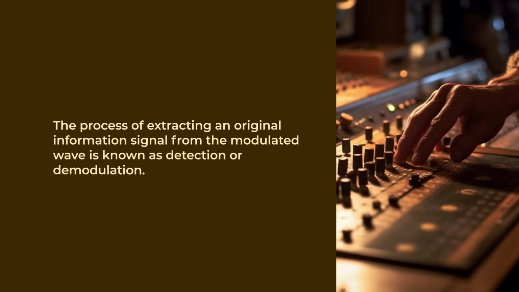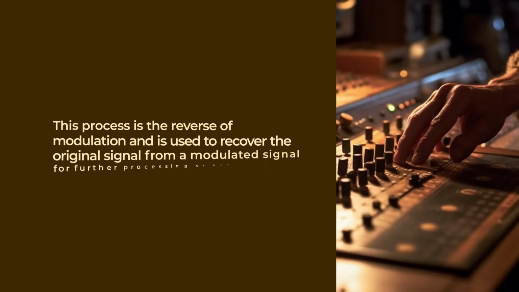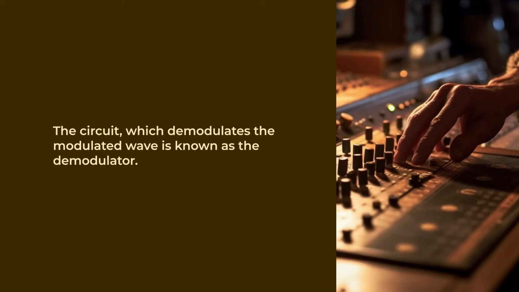The process of extracting the original information from the modulated wave is known as detection or demodulation. This process is the reverse of modulation and is used to recover the original signal from a modulated signal for further processing or further use. The circuit which demodulates the modulated wave is known as demodulator or detector.